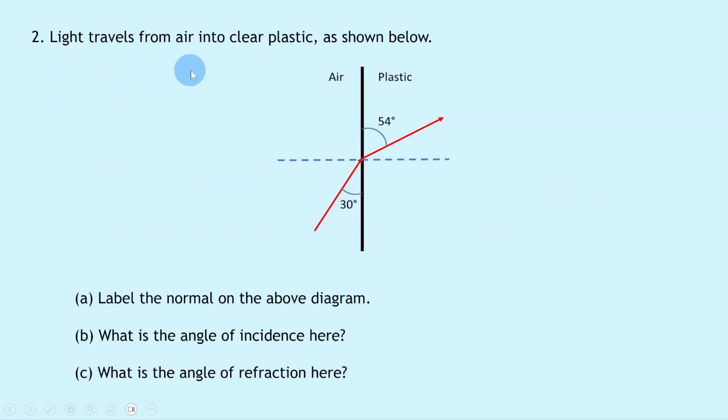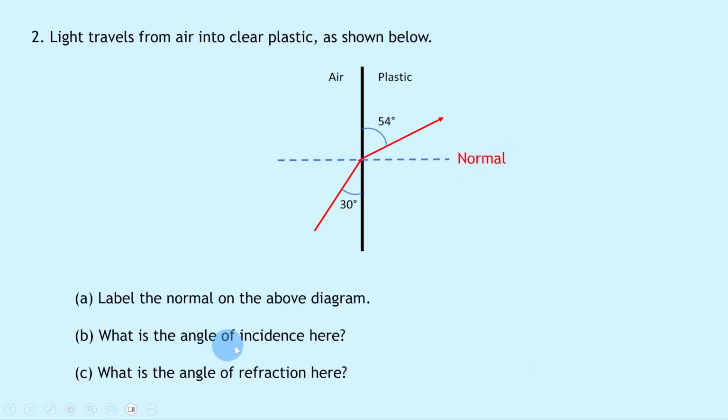Question 2 says light travels from air into clear plastic as shown below. So our air is on the left hand side, our plastic is on the right hand side, and we've got the light going from air into plastic here from left to right. And we've then got this dashed line shown here. In part A it says label the normal on the above diagram. Well, remember the normal is the dashed line, so we can just put normal next to that.